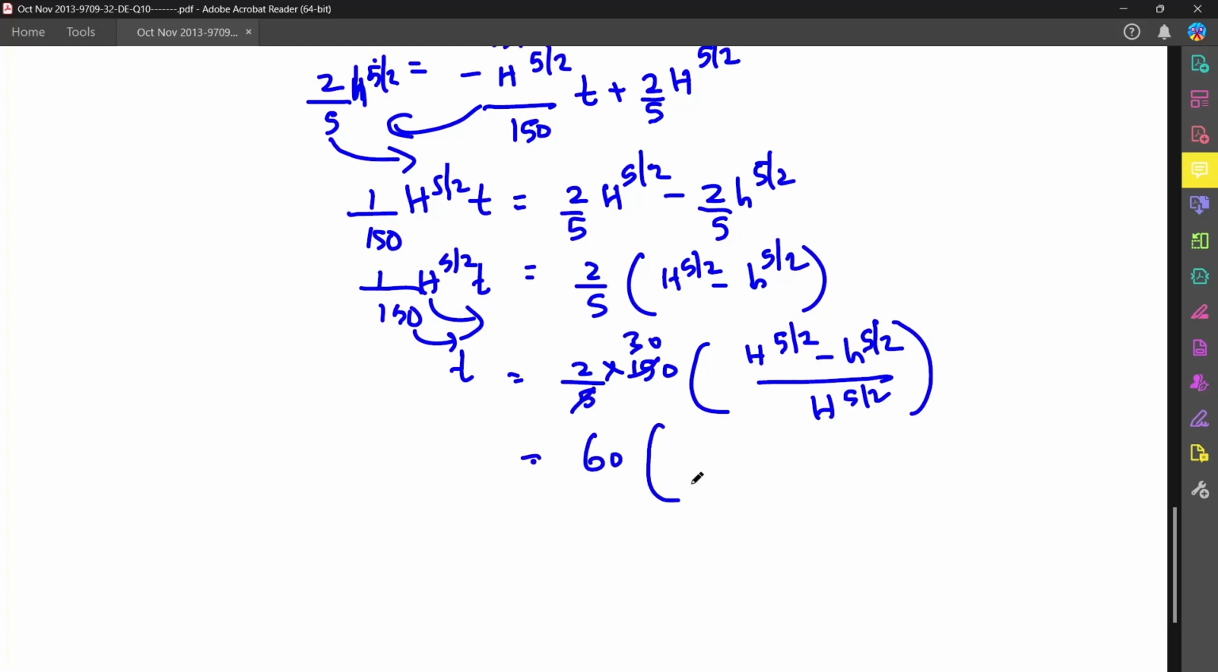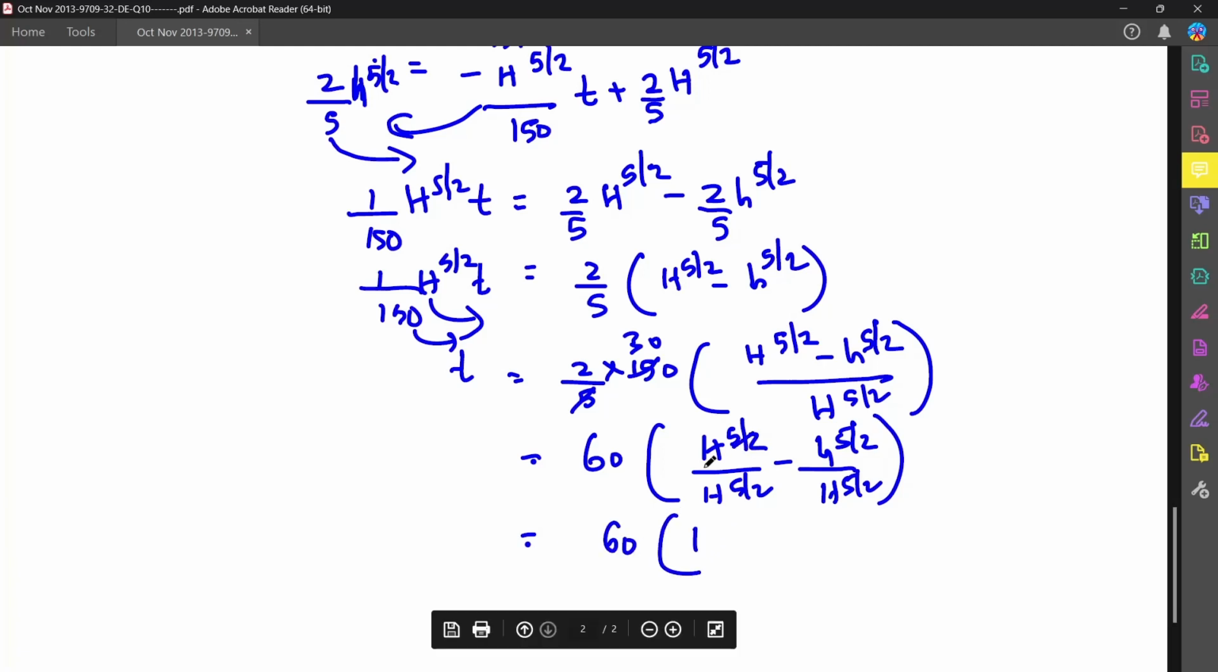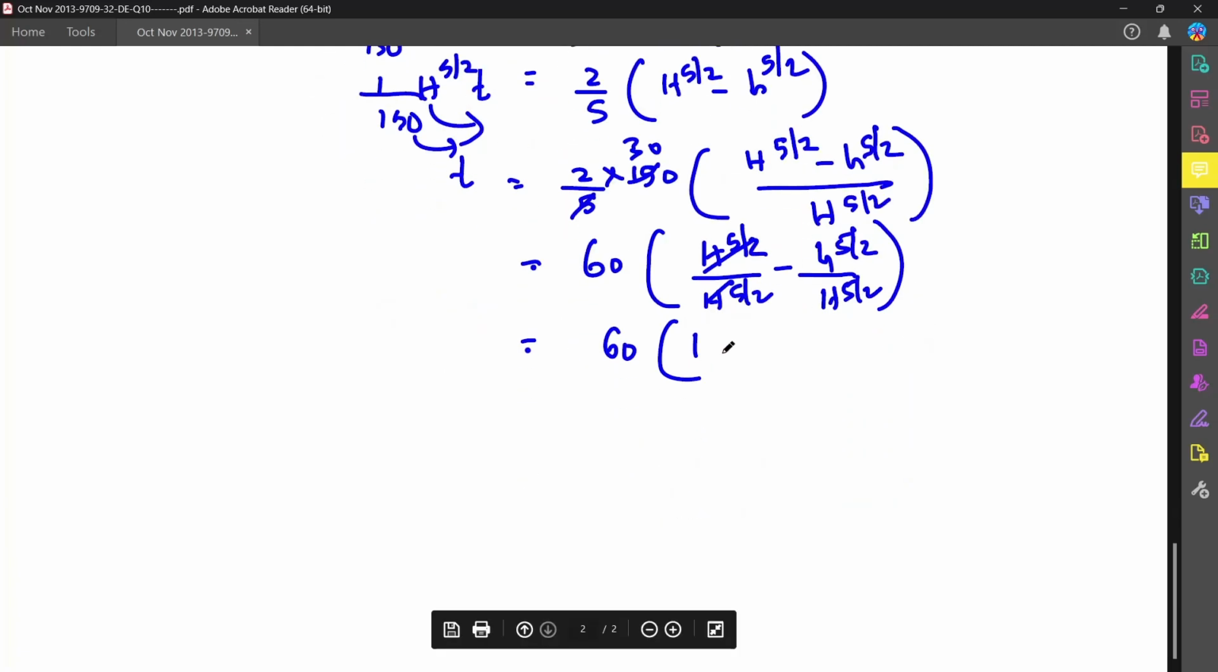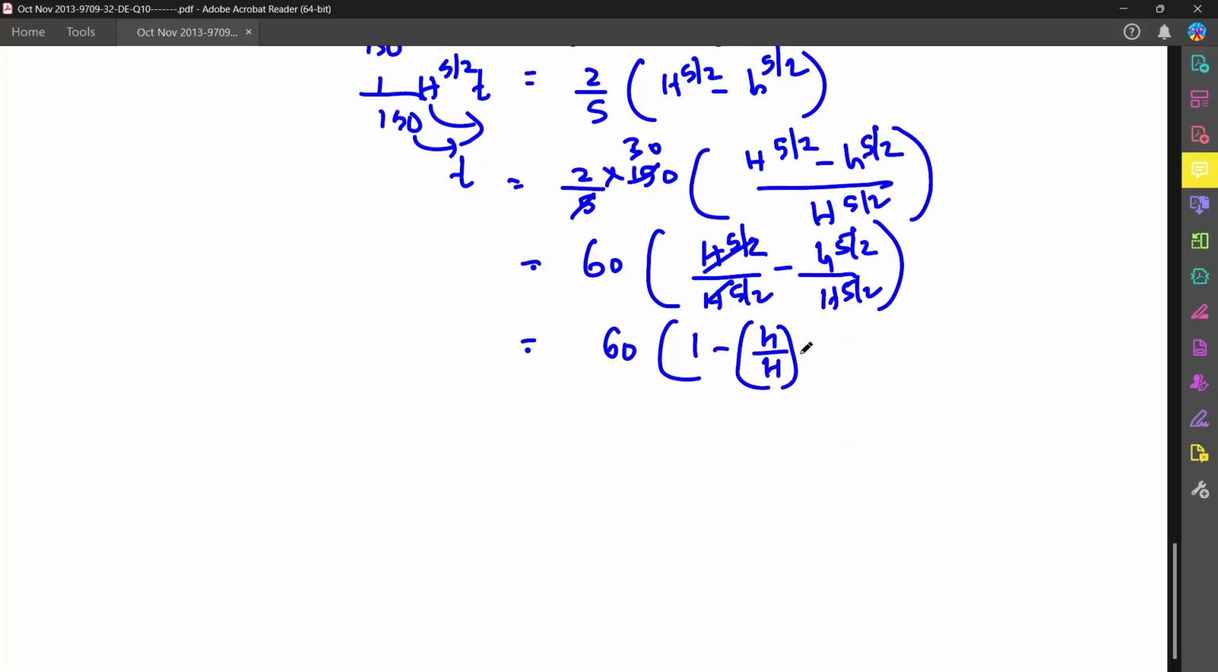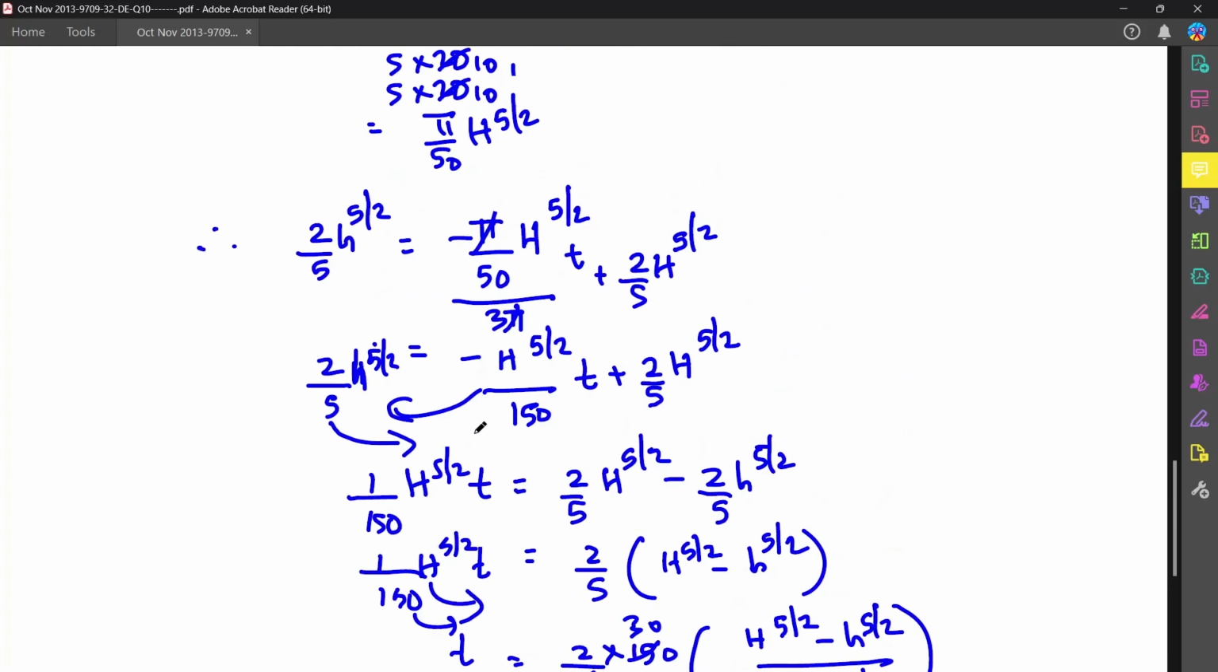You get 60. Now split this: capital H to the power 5 by 2 by capital H to the power 5 by 2 minus small h to the power 5 by 2 by capital H to the power 5 by 2. So you get 60 into 1, this cancels off, 1 minus small h by capital H to the power 5 by 2. And this is the solution for t in terms of small h and capital H.